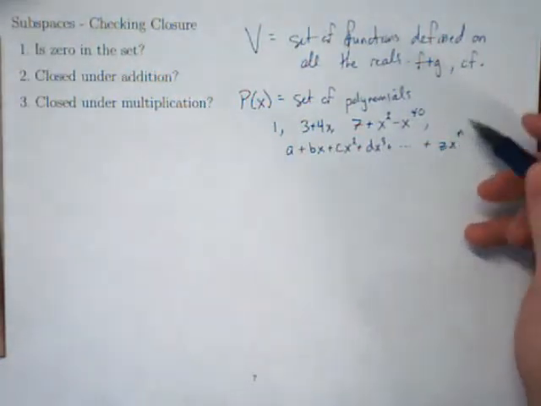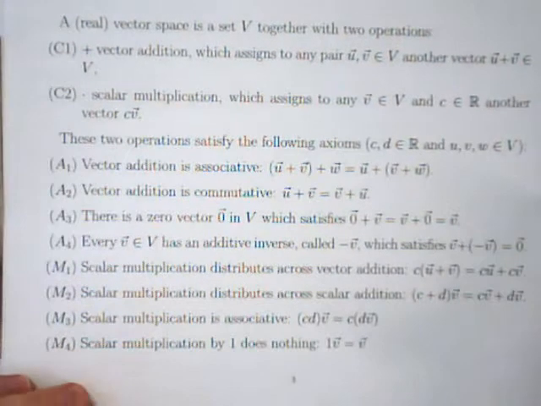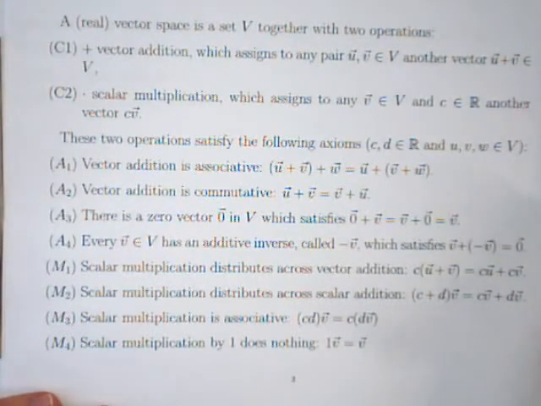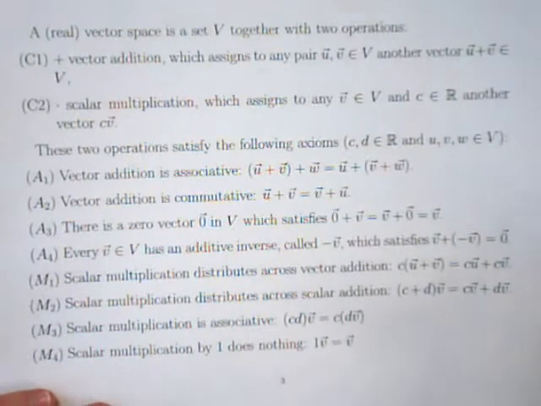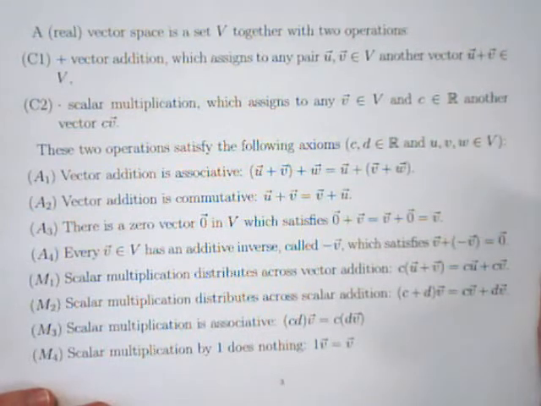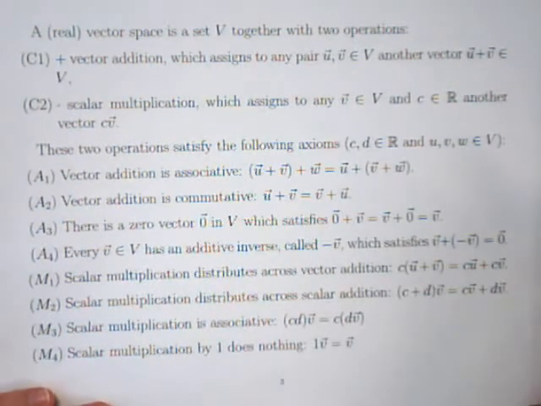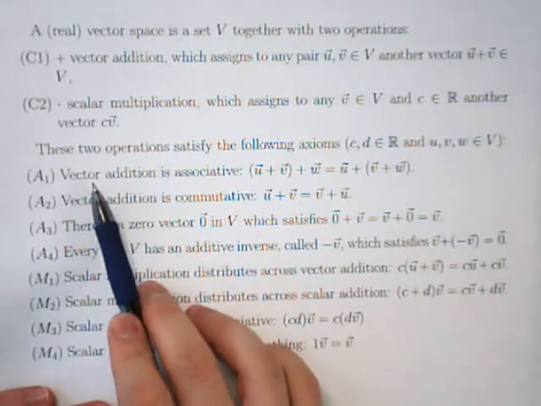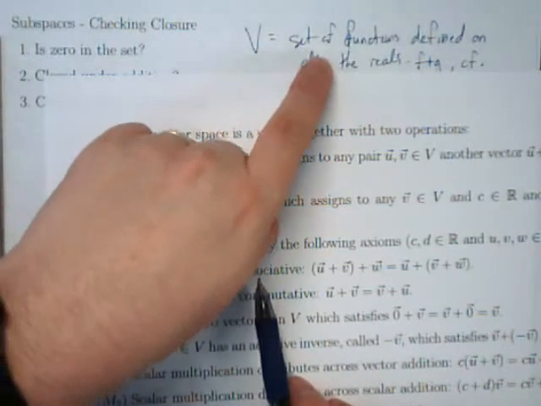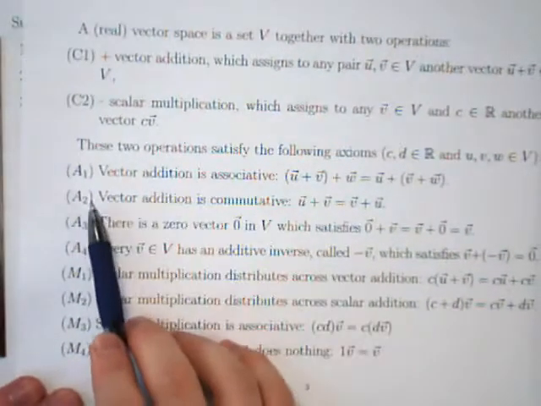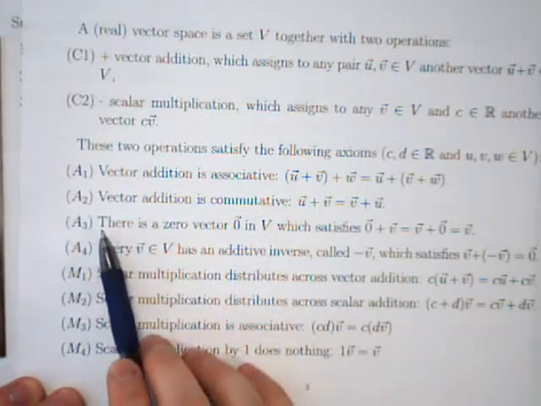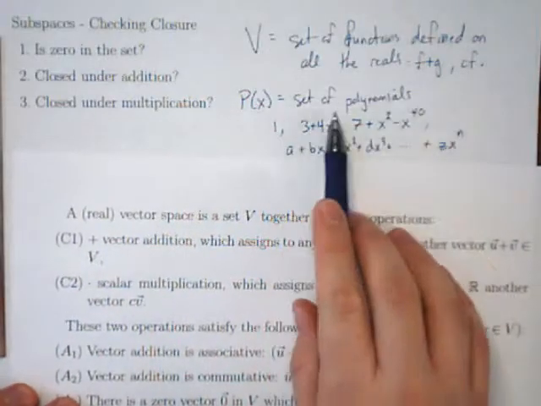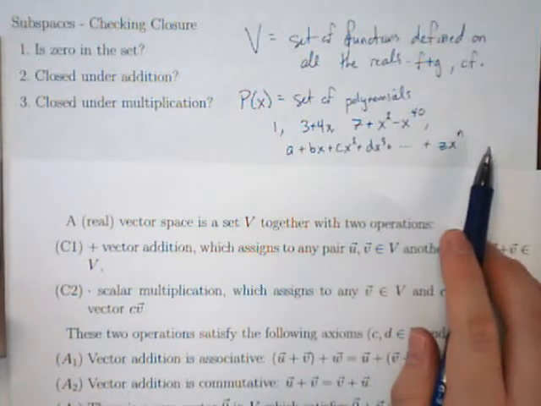One option is to check all of these axioms. And that could take a little while. We'd have to go back and do everything we already did before. However, we're going to discover a bunch of things. We already know vector addition is associative because it is on the set of functions. We already know vector addition is commutative. We don't know there's a zero vector in the set of polynomials, but we can show there is.